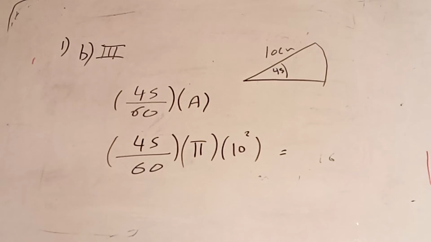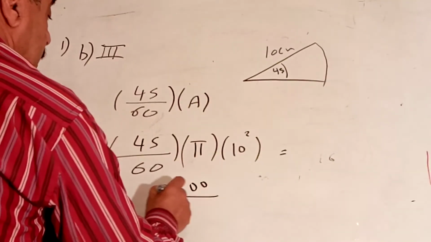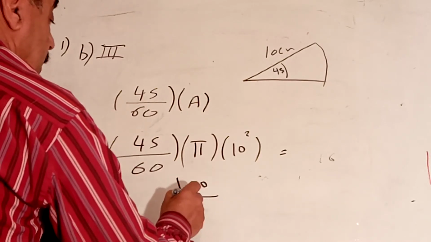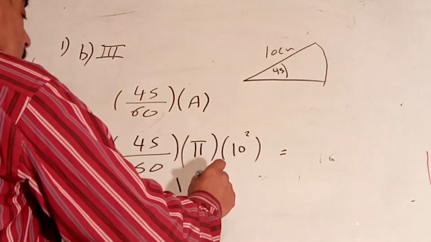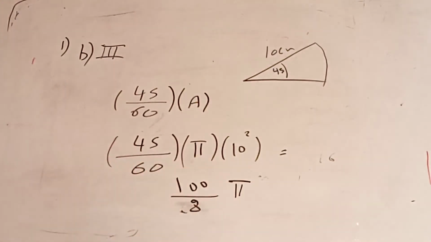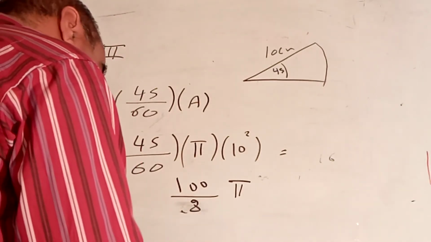Maybe you have to find it with your own calculator. This is 1 over 8 multiplied by 100, so it will be 100 divided by 8, multiplied by pi. You divide that only. Okay, this is enough about it.